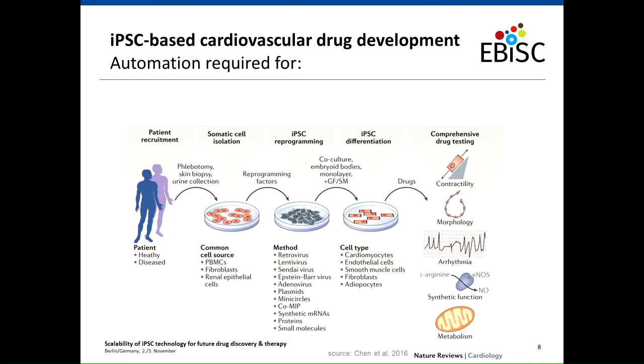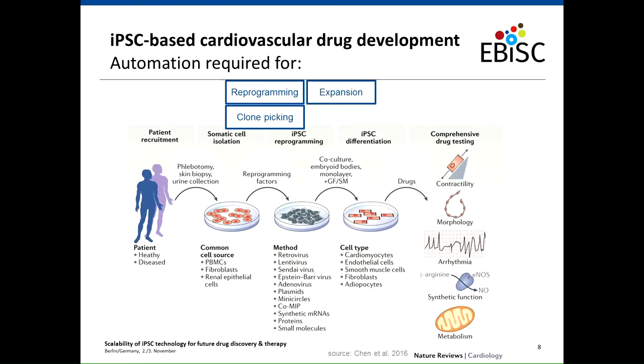Having now a look at this example for iPS-based cardiovascular drug development, you see these are the normal working steps. You have patient recruitment, somatic cell isolation, reprogramming, differentiation, and then your drug testing. And now the question is where everywhere in this workflow you could involve automation. You can involve automation in terms of reprogramming and clone picking, for expansion of cells and differentiation, and also for the banking of cells.